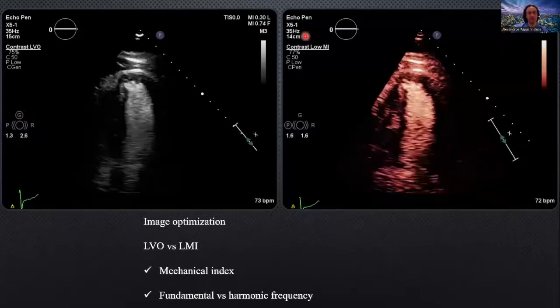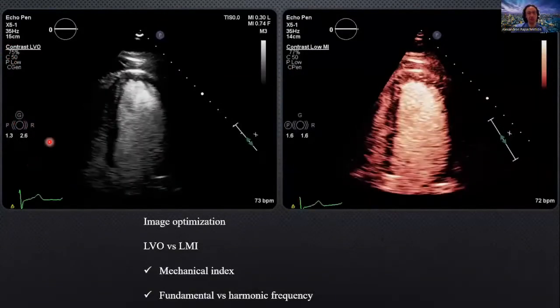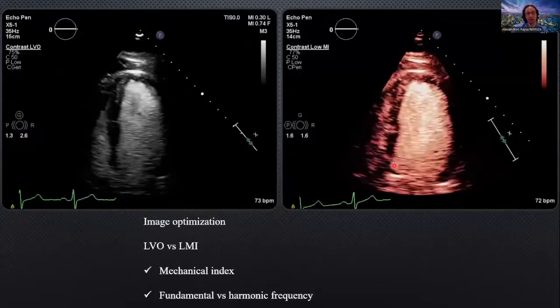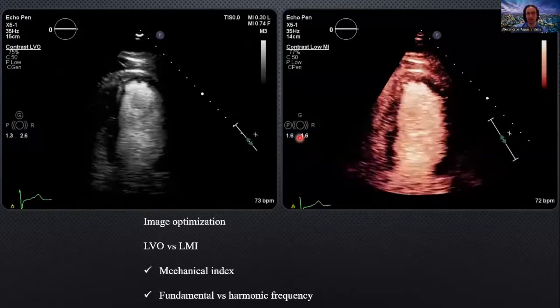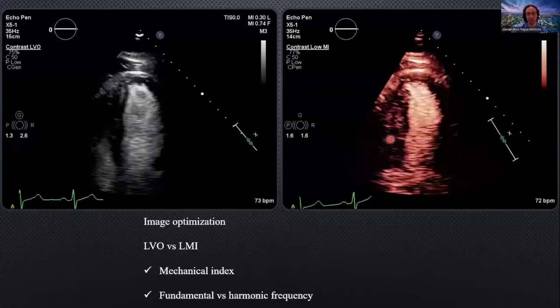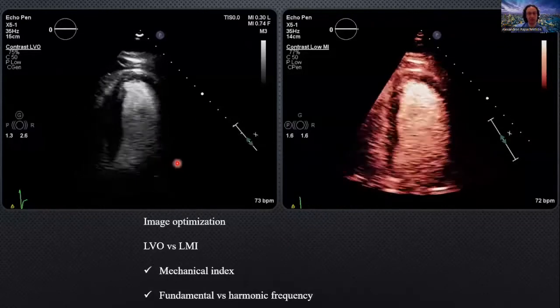The gain here is 77%, and here 75% on the left. Here we use harmonic imaging 1.3 transmitting, 2.6 receiving, and here we use 1.6 receiving. And here you can see that actually the endocardium is much better in this setting. So here the opacification is not great.